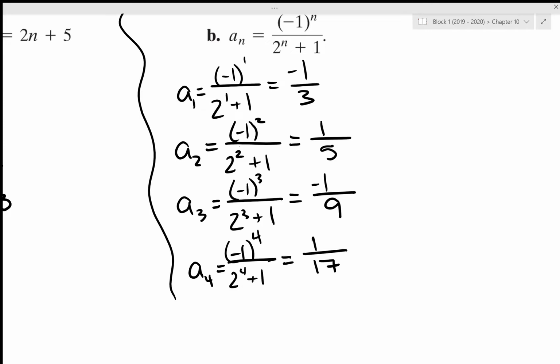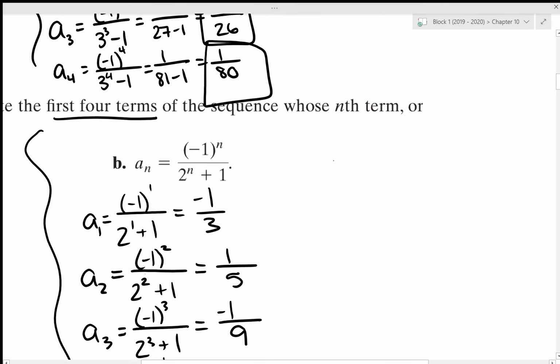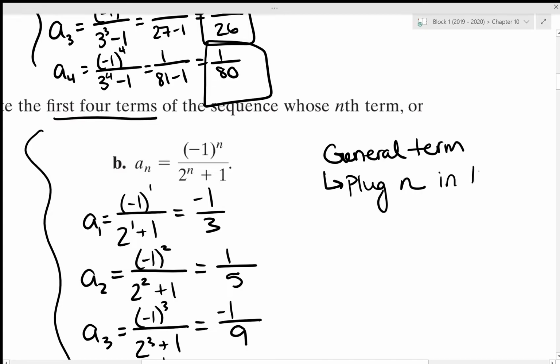Now the general formula, or the general term, is where you plug n in to find a term. So if I want the 10th term, I could plug 10 into the pattern or the function, and I will get my 10th term in the pattern.